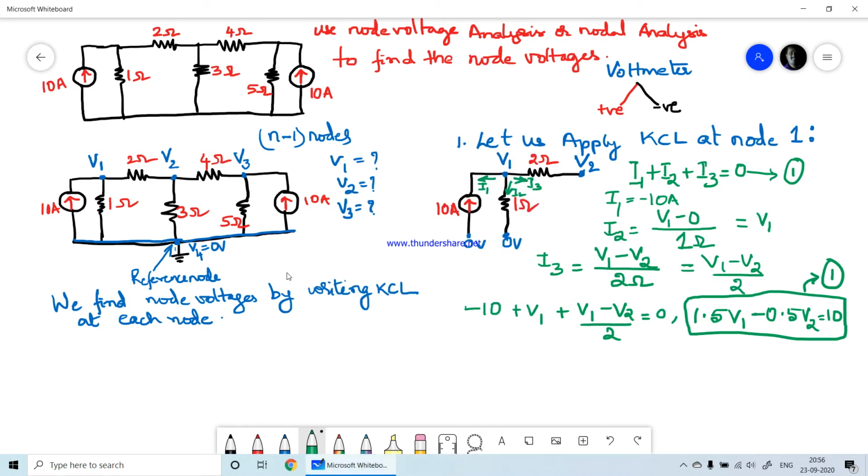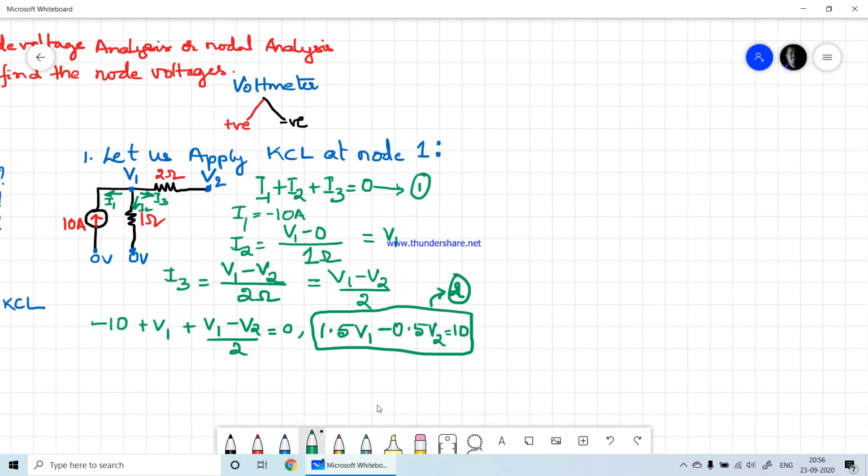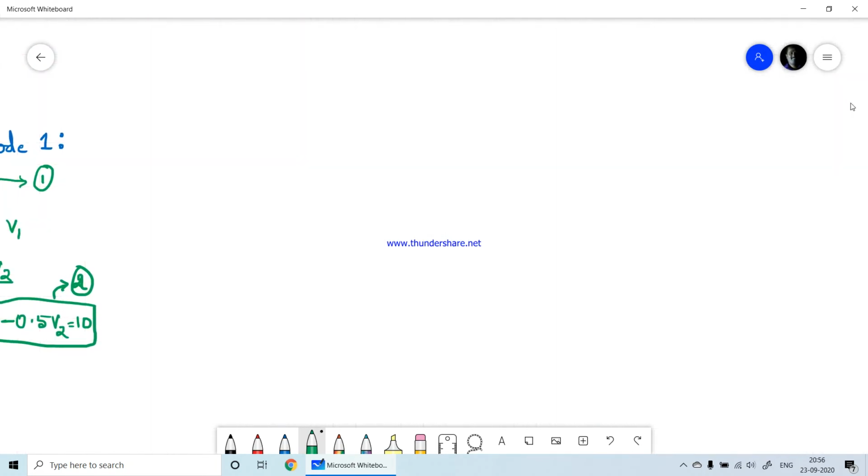Okay, now we will apply the same KCL approach at node V2. Now this is the equation which we have got. Let me mark it as equation 2, sorry, because we have already marked equation 1 here. So this is equation 2. Now we will apply the KCL for node V2. Okay, so here let me take the second step: apply KCL at node 2.